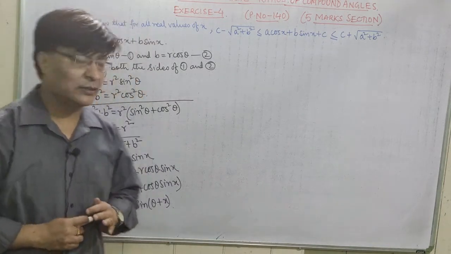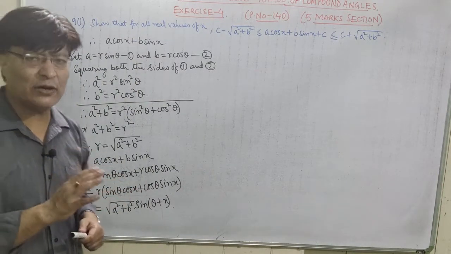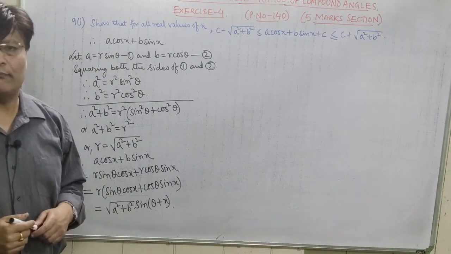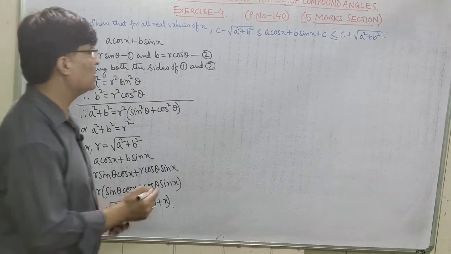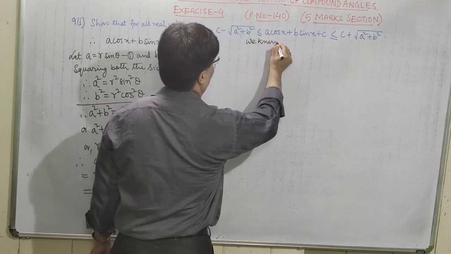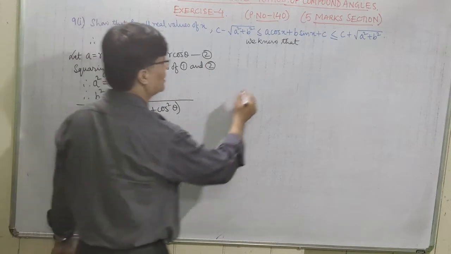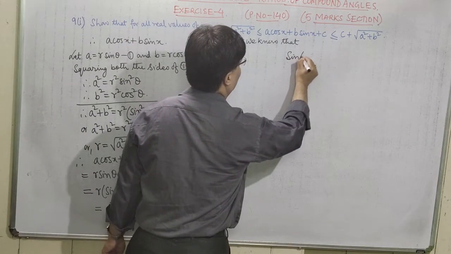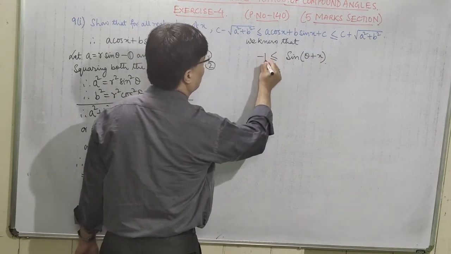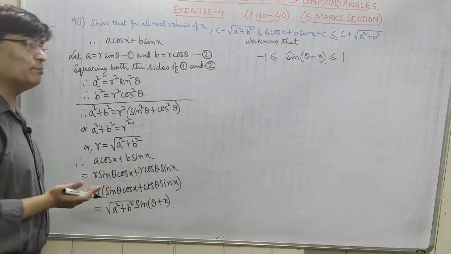Is that understood? So now what will you do in the next step? So now you know that sine of any angle always lies within -1 to +1. You know that, isn't it? So let us write here, we know that sine of any angle theta plus x always lies within -1 to +1.